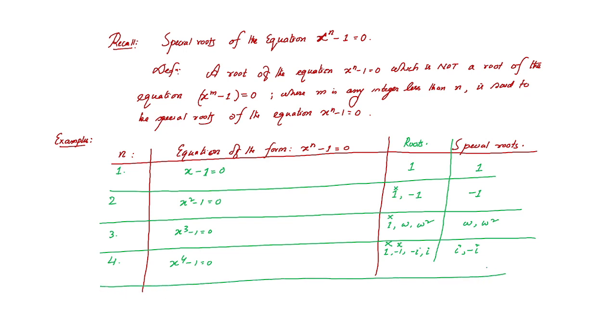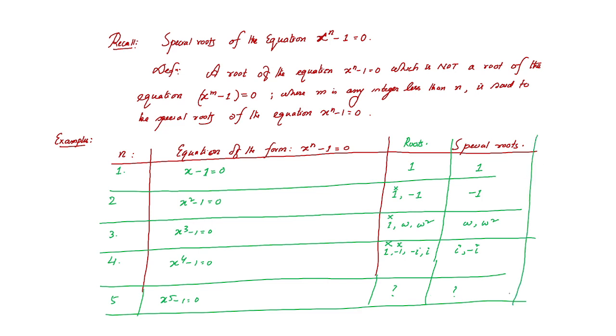In that way, we will continue to find the special roots. For n equals 5, x to the power 5 minus 1 equals 0. And this is your exercise. You will write the roots here and you will write what the special roots are. So a special root is basically one kind of root of the equation x to the power n minus 1 equals 0, which is not a root of the lower degree equation x to the power m minus 1 equals 0. That root is considered a special root.